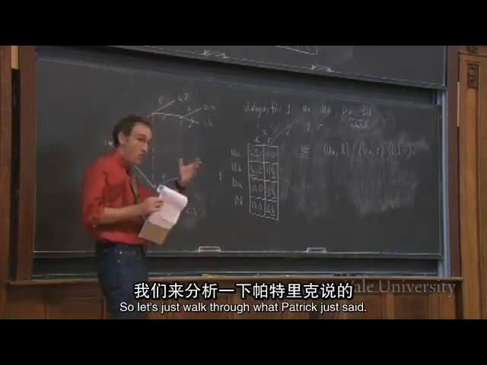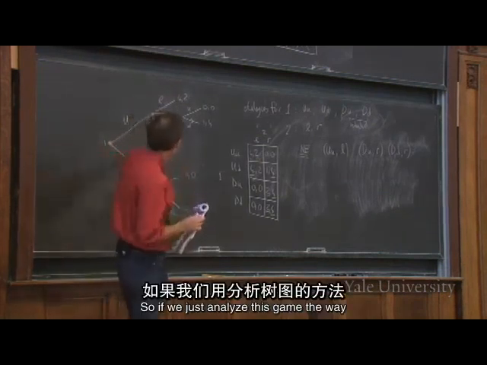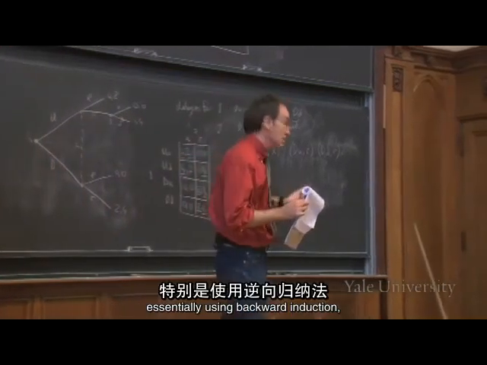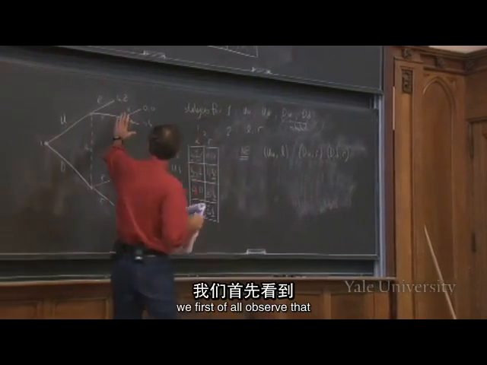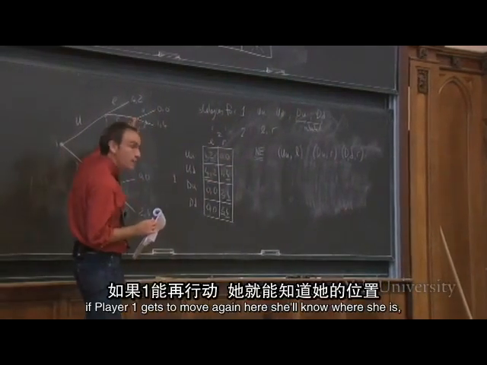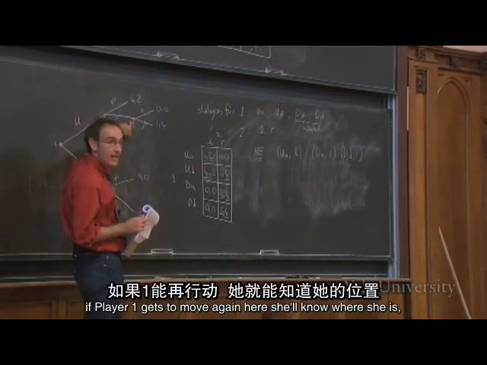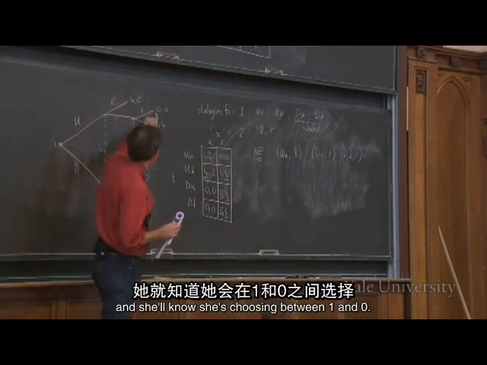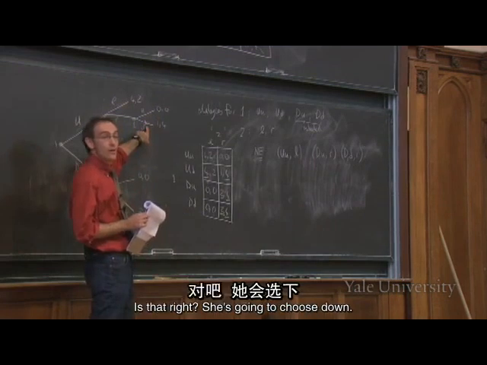Good, good. So let's just walk through what Patrick just said. That's very good. So if we just analyze this game the way we've been taught to analyze trees, essentially using backward induction, we first of all observe that if player 1 gets to move again here, she'll know where she is, and she'll know she's choosing between 1 and 0. She's going to choose down. Is that right? She's going to choose down.